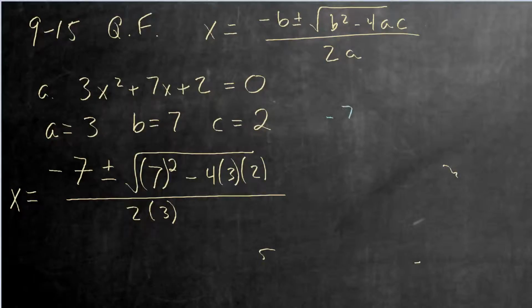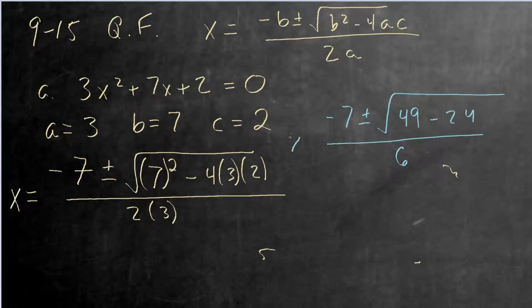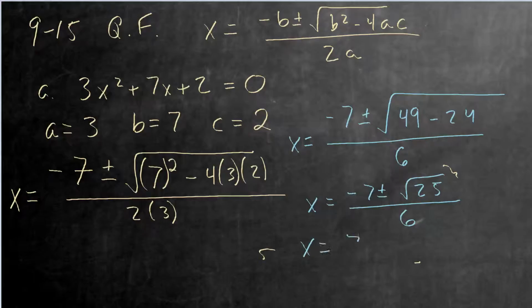Negative 7 plus or minus. Inside my square root, I've got 7 squared minus 4 times 3 times 2, 24, all over 6. 49 minus 24, that's a nice convenient number. 25 over 6. What is the square root of 25? That's nice too. X equals negative 7 plus or minus 5 over 6.